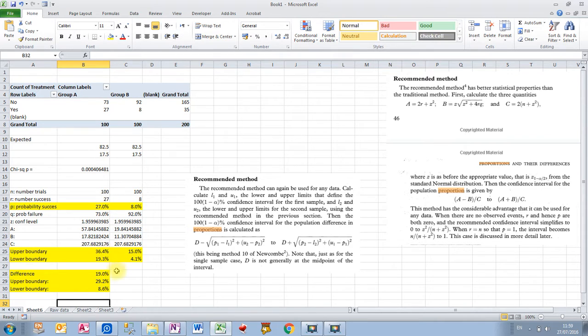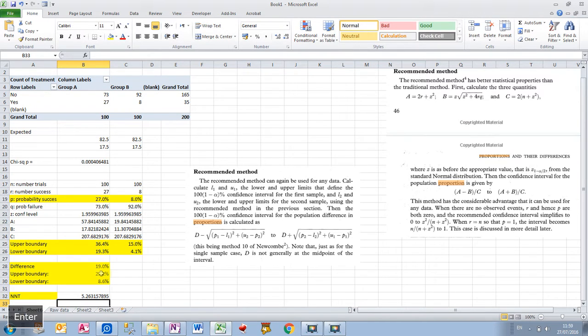We can also work out from this the number needed to treat. So, for example, if I want to know the NNT number, how many do I need to treat in order to get one extra success? This is a very easy calculation. It's just the inverse of the difference. So it's just 1 divided by that. Okay, 5.2. So that means in order to get one extra success, I need to treat 5 patients.